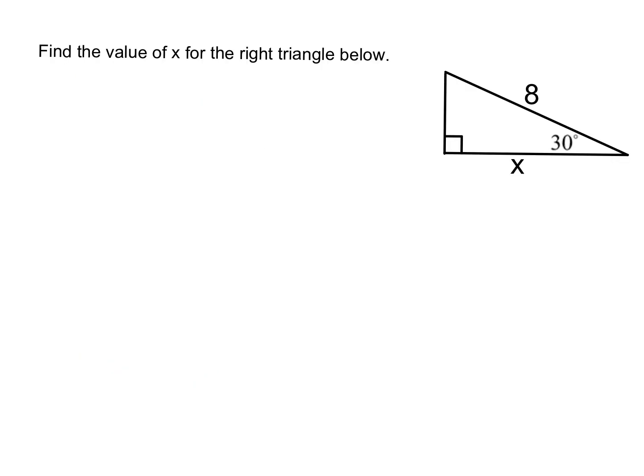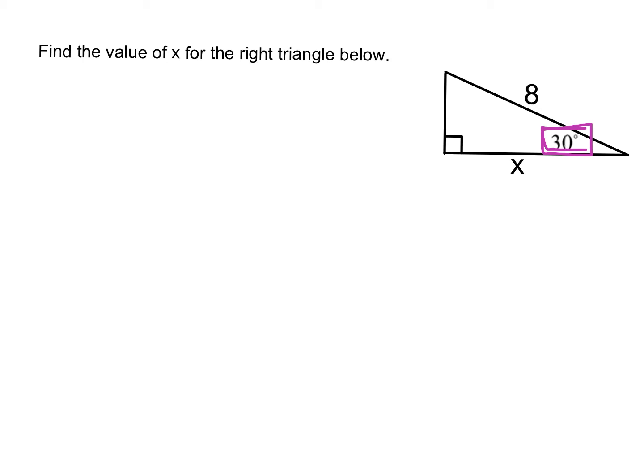So let's take a look at this example on the screen. This says find the value of x for the right triangle. So what we're going to do is use our knowledge of these trig ratios to help us find a missing value. Now what I do when I start these is I note my angle. My angle here is 30 degrees.